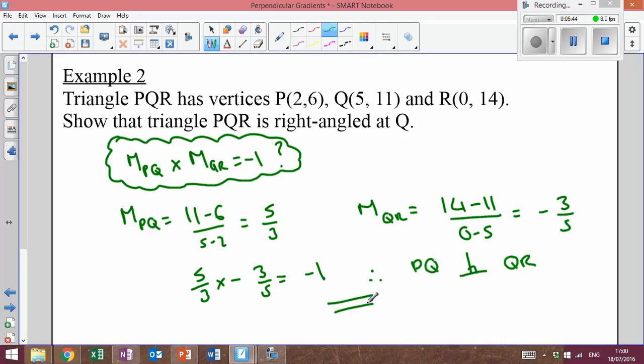Now from our learning intentions, be able to prove that two lines are perpendicular using gradients, that's what we've done in example 2, and be able to find a perpendicular gradient is what we did in example 1. Any issues, ask your teacher.